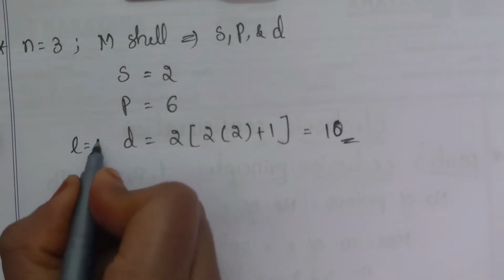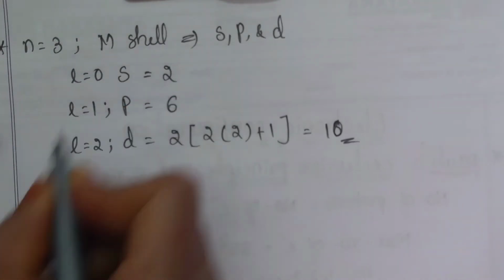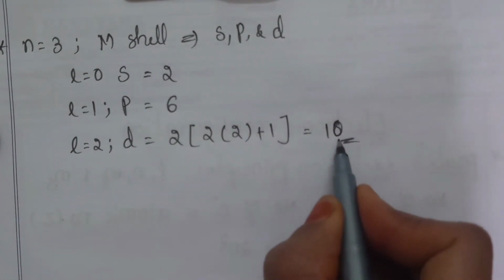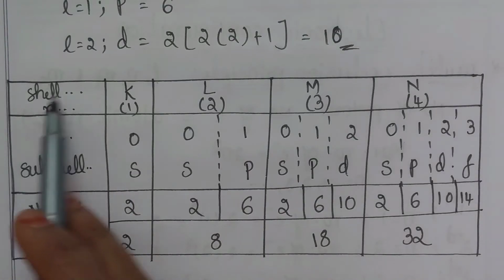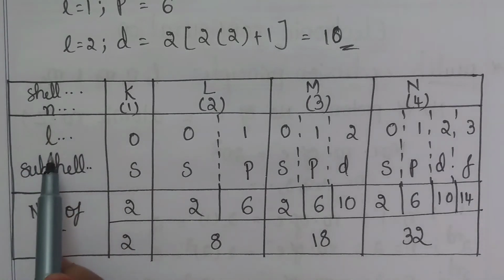So, this is for L is equal to 2, L is equal to 1, and L is equal to 0. The D subshell takes a maximum of 10 electrons. This concept can be easily remembered with the help of the following table. In it we have four columns: shell, n, L, subshell, and the total number of electrons.